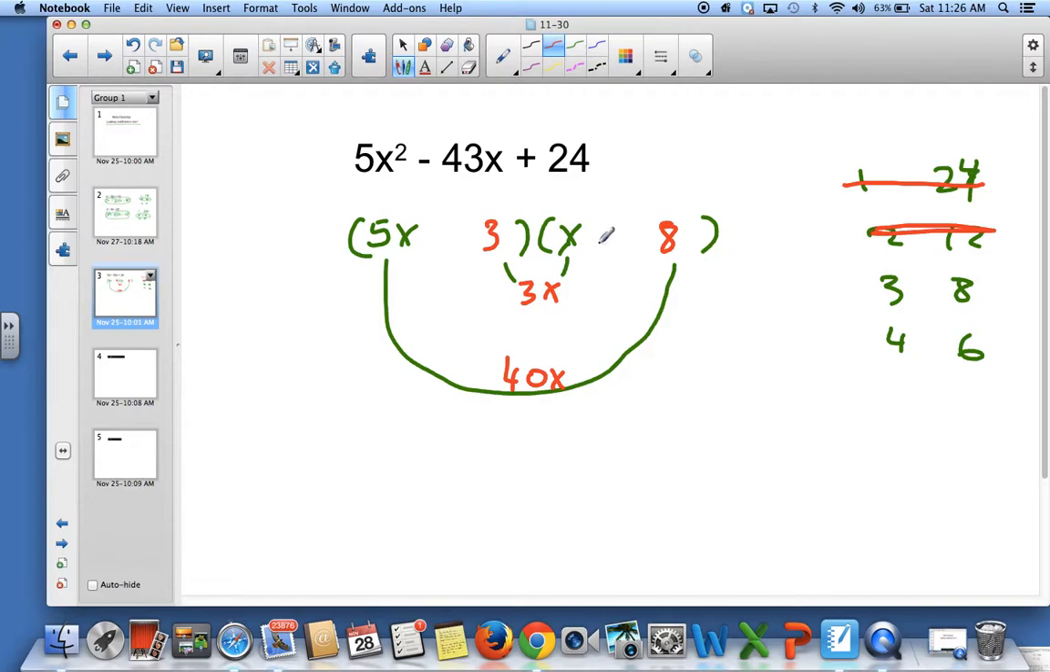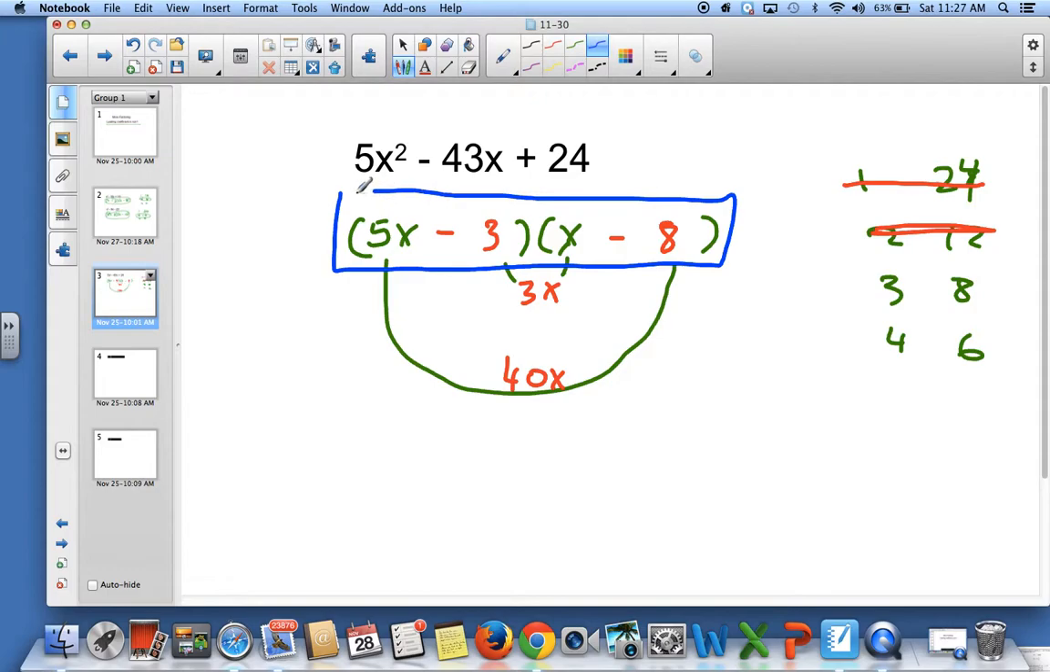The last thing to deal with is the pluses or minuses. Now, since this last number is a plus 24, it means that this number 3 and this number 8 have to be the same sign, meaning it has to be either positive times a positive to give me a positive 24, or a negative times a negative to give me positive 24. And since this is negative, and this is negative, that means that this is my final answer for that problem. That's the factored form of this expression.